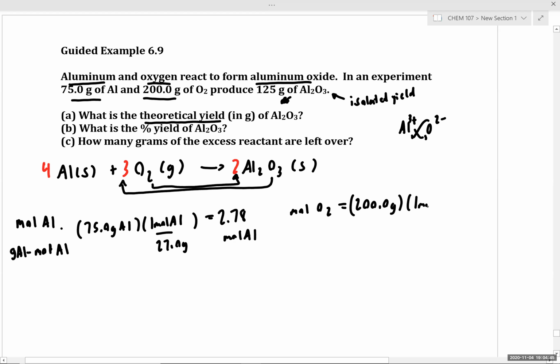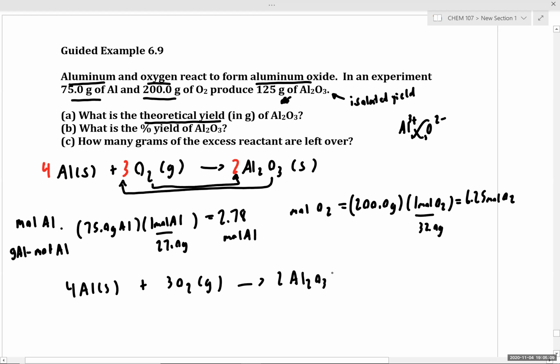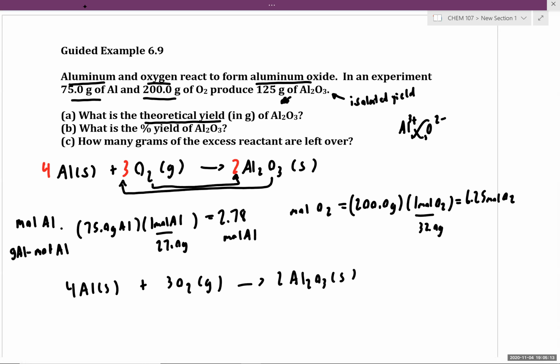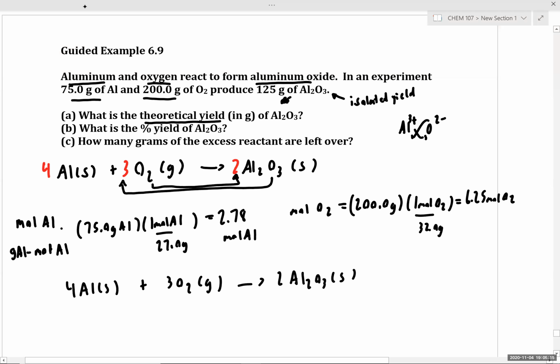For our moles of oxygen, we have 200.0 grams of oxygen, and we know that in 1 mole of oxygen, we have 32.0 grams. So 200 over 32 gives us 6.25 moles of oxygen. Now, since we need both the amount of product and the amount of excess reactant left over, the ICE table method seems most appropriate.